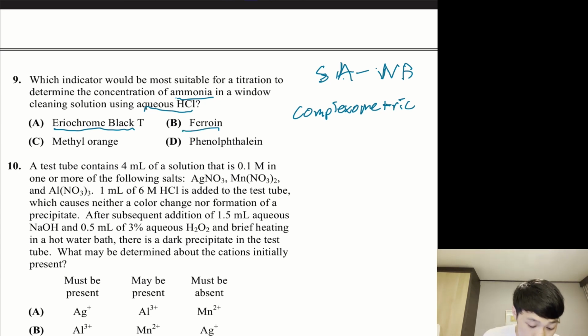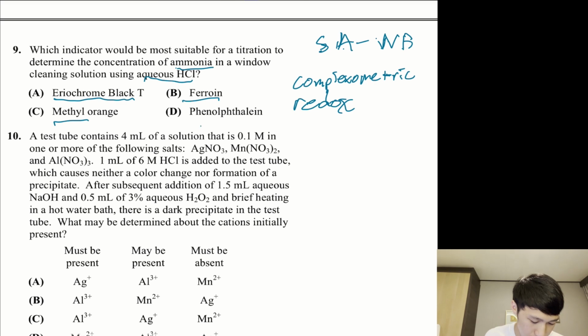Then B, ferroin. This is a redox indicator. It has two colors, I think red and blue, but not entirely sure, in its oxidized and reduced forms. So that's what this is for. Clearly, it's not going to help us in our acid-base titration. Now, methyl orange and phenolphthalein are both acid-base indicators, so these are probably going to be our option choices.